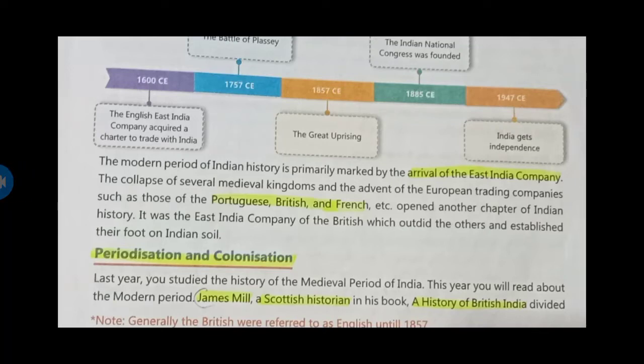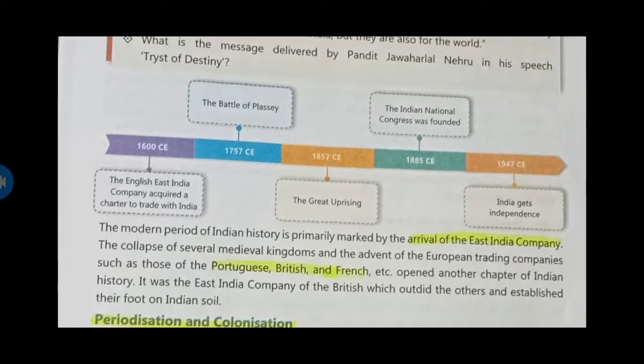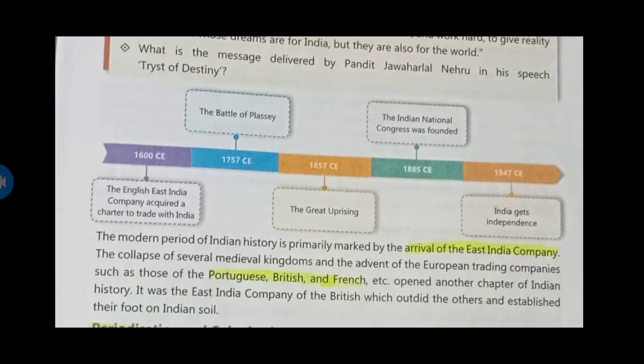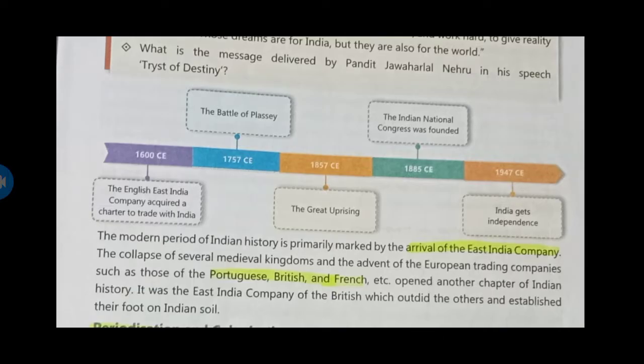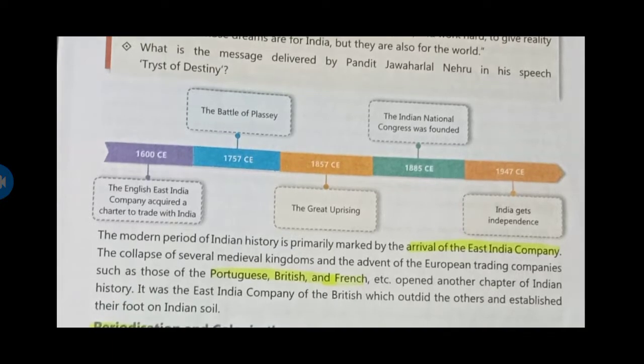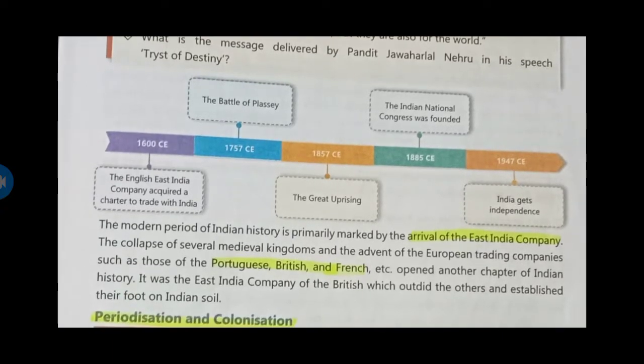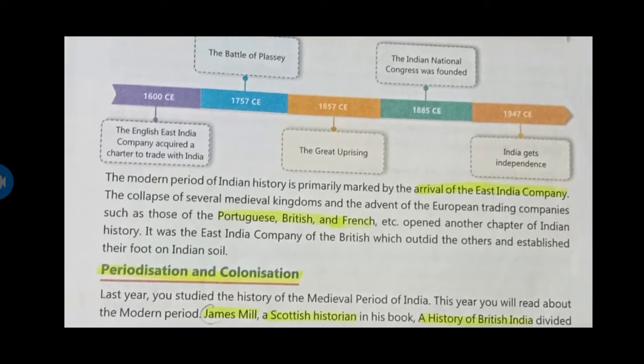Today we are going to learn about traces of modern Indian history. In 1600, the English East India Company acquired a charter of trade with India. After that, in 1757, after nearly 157 years, the Battle of Plassey was fought. After that, in 1857, after 100 years, the Great Uprising of 1857 happened. After that, in 1885, the Indian National Congress was founded, and in 1947, India got its independence.